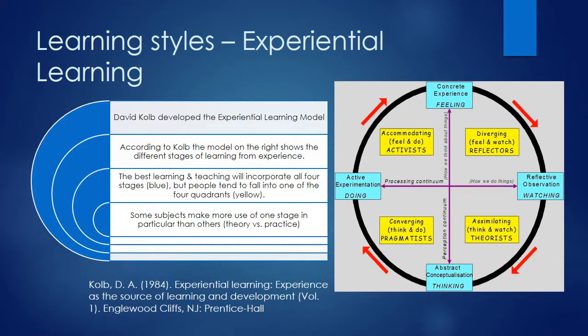Some subjects tend to make much more use of one stage in particular than others, because some subjects are more theoretical than others, and I think that particularly applies to subsets of a discipline. So, for instance, theoretical physics might have less of the doing than experimental physics. However, in most subjects you get the doing as well as the feeling, the watching and the thinking. So there's always scope for including all 4 aspects of the cycle in your teaching.